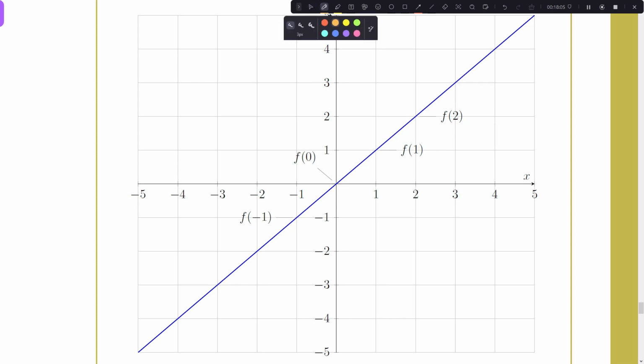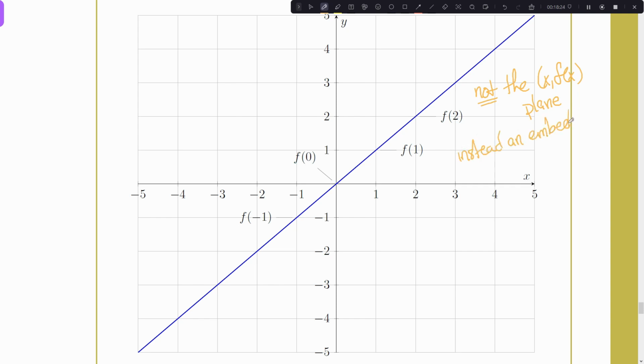Now we want to interpret this, right? This is not the x, f of x plane. That is not what's happening here. This is not like the plot of the function y equals x. This is instead an embedding of the output f of x, which happens to be x plus ix, interpreted as a vector (x, x) in R2. So I'm embedding this vector (x, x) in R2. And what does the vector (x, x) look like for all values of x? It's exactly the diagonal line. So that's how we're interpreting this complex valued function.